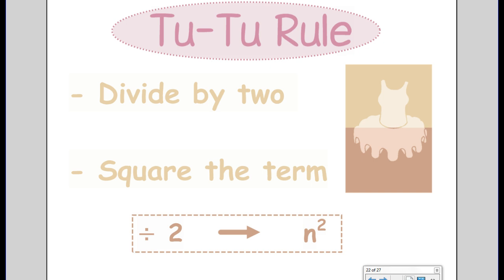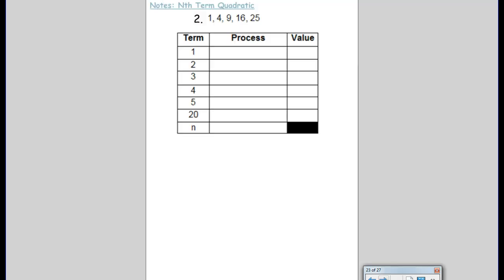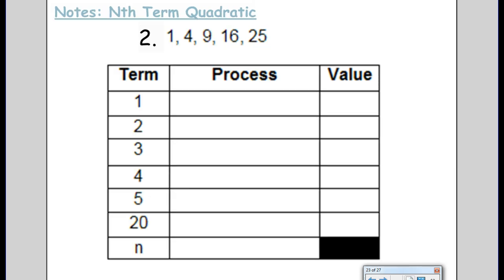Some people, this helps them remember to divide by 2 and then square your number. We call it the 2-2 rule. There's 2 2's that you have to do. You have to divide by 2 and you have to square your term. So it's called the 2-2 rule, like a tutu, like a ballerina. So if that helps you remember it, then there you go. Try the next one by yourself. Everyone should be doing delta y. And then it's not going to be the same, so you're going to do delta delta y.